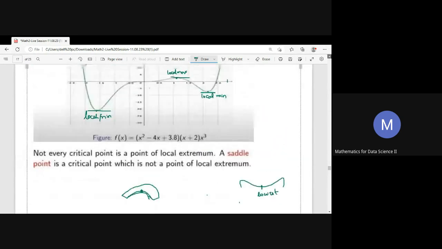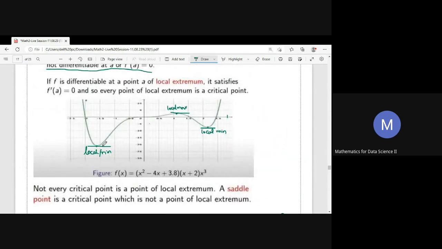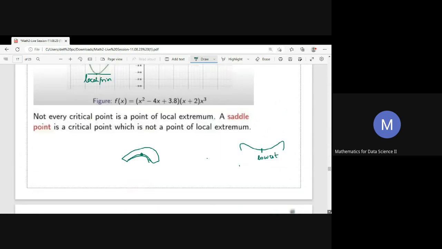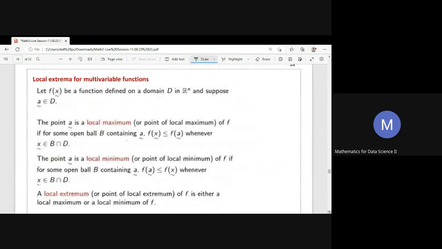For two variables, it is actually very easy. From the graph, you can at least approximately point out where they are. But in 3D, it is not that simple. Anyway, you know the definition of local extrema. If you have a function with domain D and A is a point in the domain, then for a local maximum you should have f of x less than or equal to f of A. F of A is the maximum value of f of x in a specific open ball.